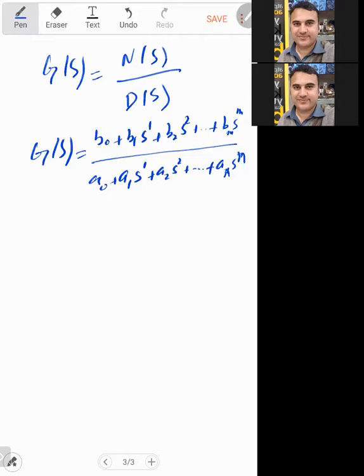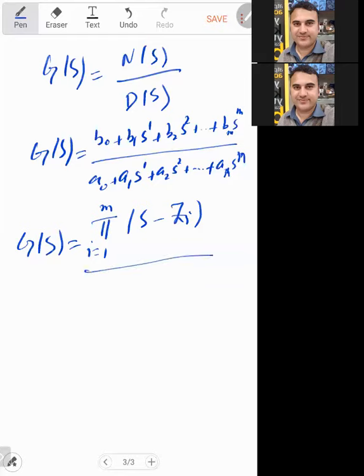So we can write this polynomial in the root form also. If you write this in the root form, how many roots do we have in the numerator polynomial? m number of roots, and then we have n number of roots in the denominator polynomial. So let's say this is equal to the product for i equal to 1 to m of (s minus zi), divided by the product for i equal to 1 to n of (s minus pi). So I write zi because any value of s in this is a root.